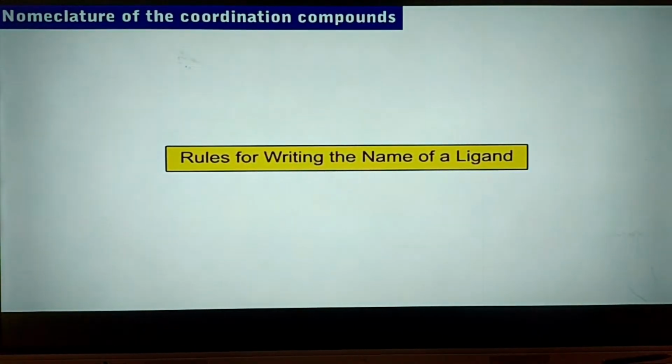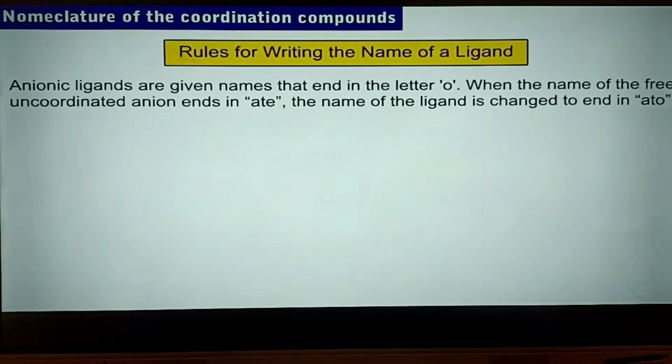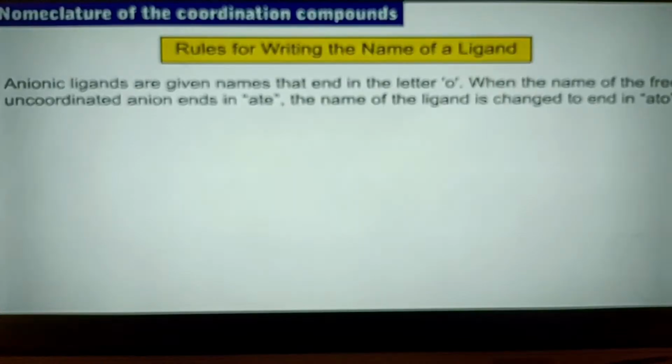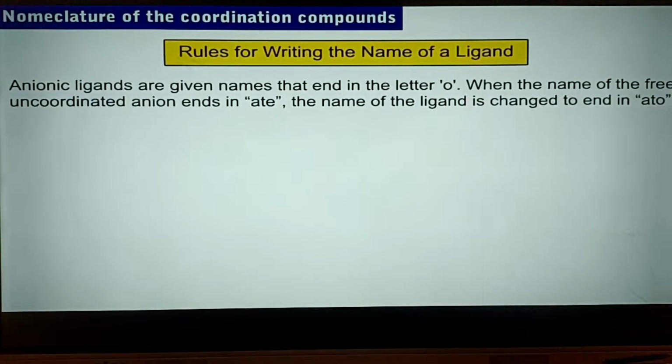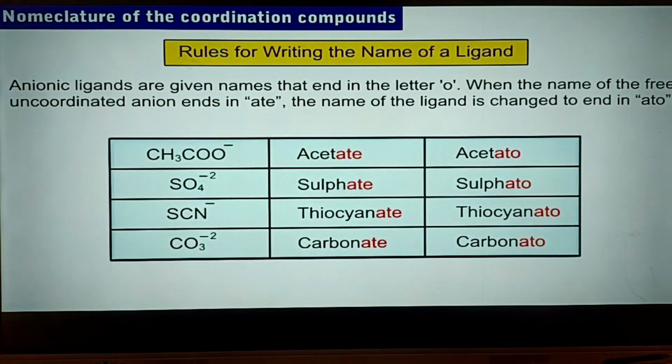IUPAC has also proposed certain rules for naming ligands. Anionic ligands are given names that end in the letter o. When the name of the free uncoordinated anion ends in "ate", the name of the ligand is changed to end in "ato". For example, the anion acetate is named acetato, sulfate as sulfato, thiocyanate as thiocyanato, and carbonate as carbonato.